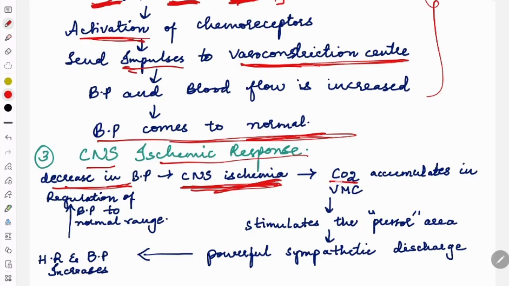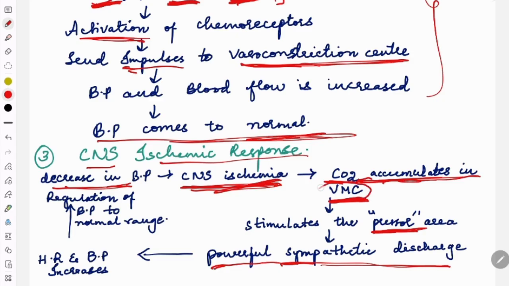Because of this, the CO2 in the deoxygenated blood will accumulate in the VMC. What is VMC? Vasomotor center. Because of that, this vasomotor center cannot do its role. Its function is to increase the sympathetic activity, but it cannot do that, because the CO2 is already accumulating in the VMC. So instead of doing its activity, it stimulates the pressure area. Remember, it stimulates the pressure area. This pressure area causes a powerful sympathetic discharge.